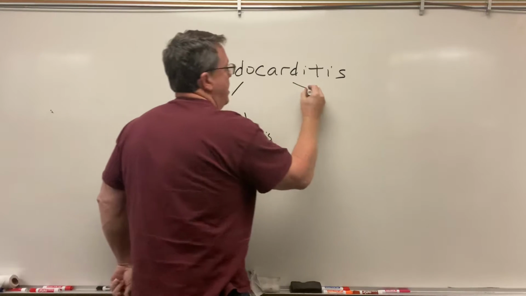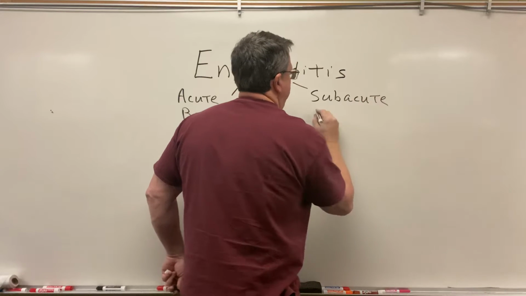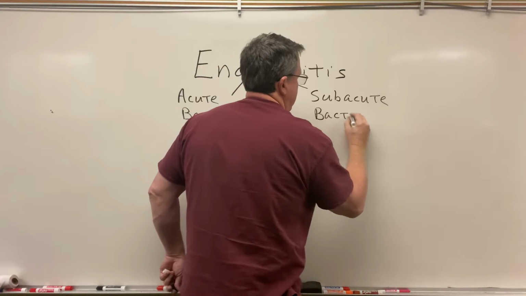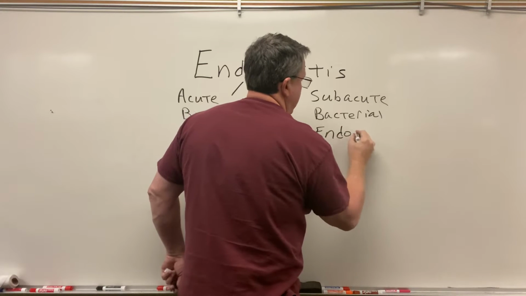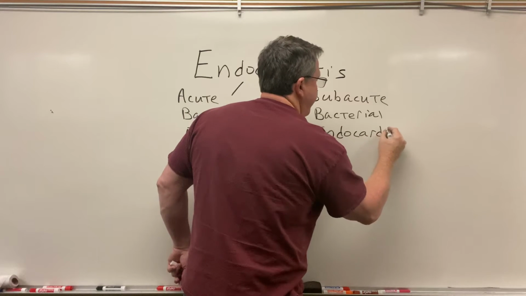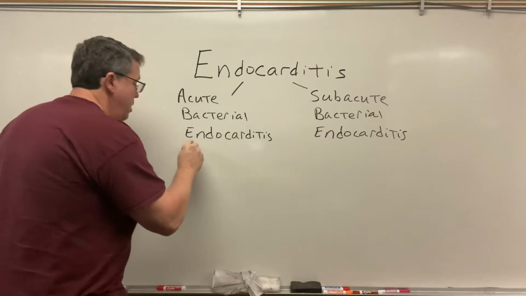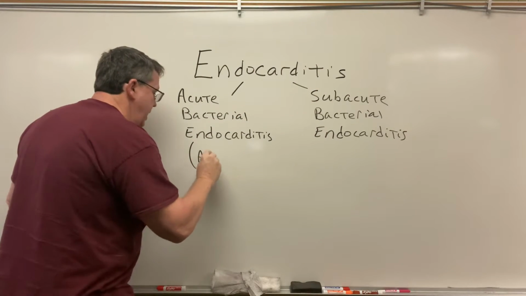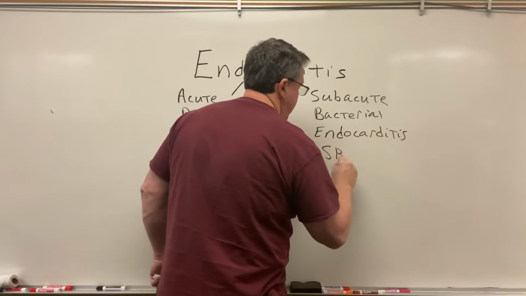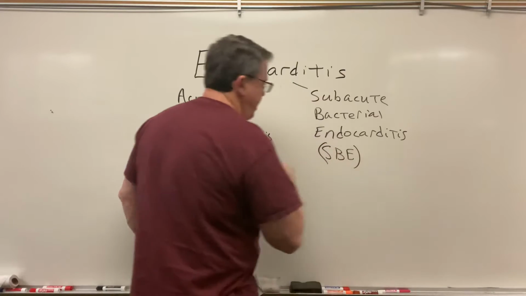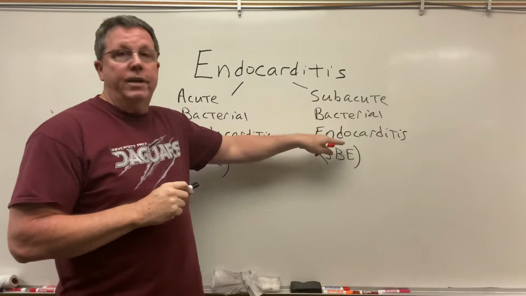So we have acute, and then we're going to have subacute bacterial endocarditis. And just really quick, we have abbreviations for these because, as people know, we don't like to write a lot in science. So we're going to call this ABE, and we're going to call this SBE. ABE and SBE. So we're going to start with the subacute bacterial endocarditis first.